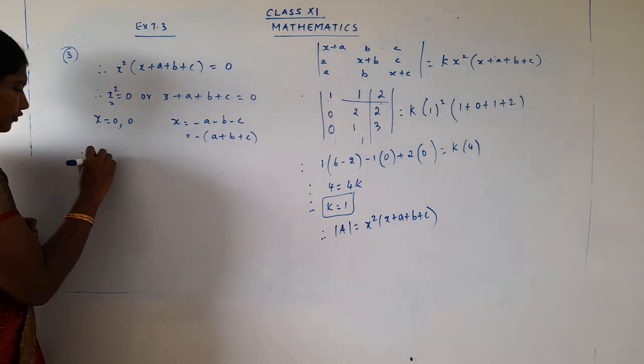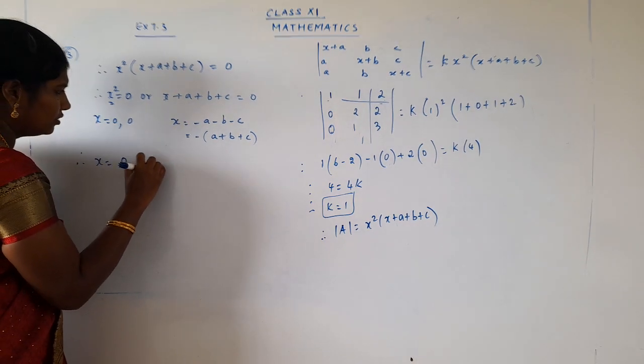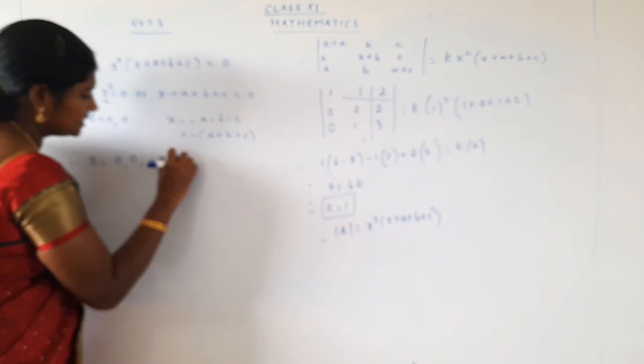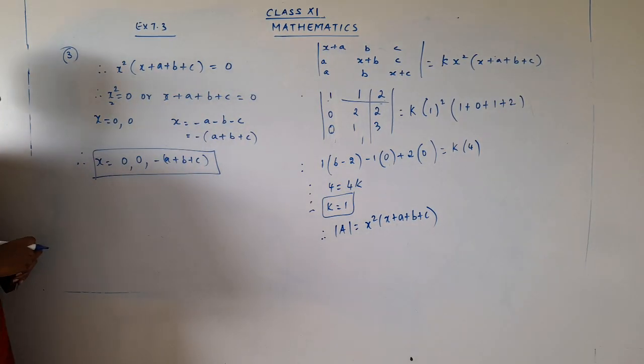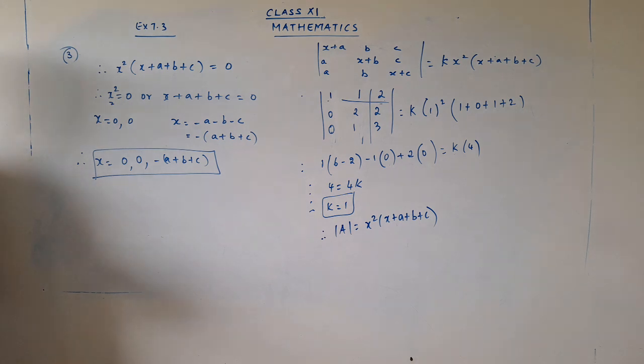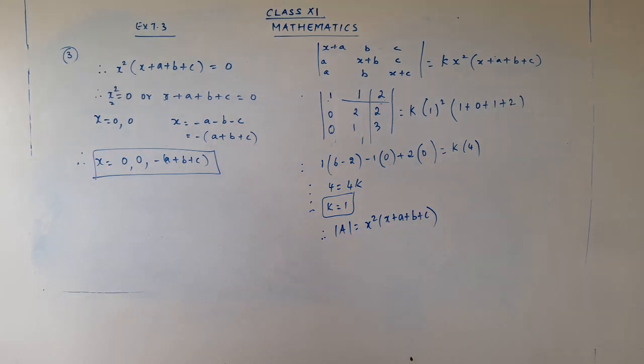So I write down here, therefore x is equal to 0, 0, minus of (a plus b plus c). So this is your answer. So x is equal to 0, 0, minus of (a plus b plus c). So we have found the answer. Complete the answer.